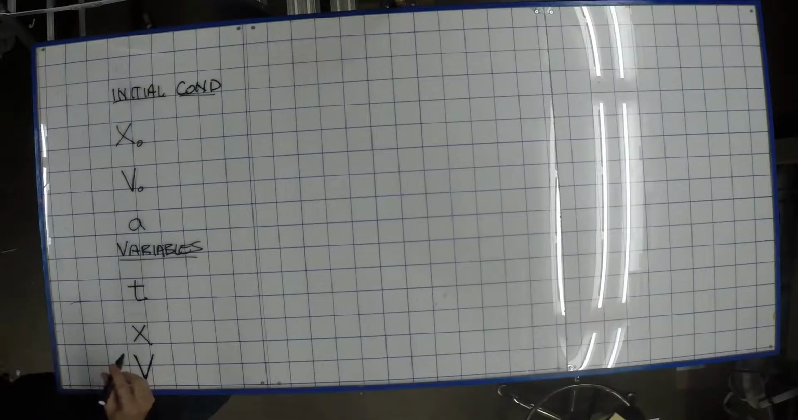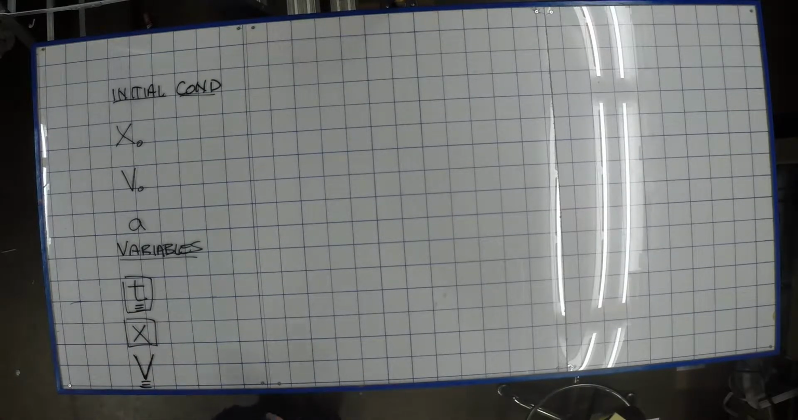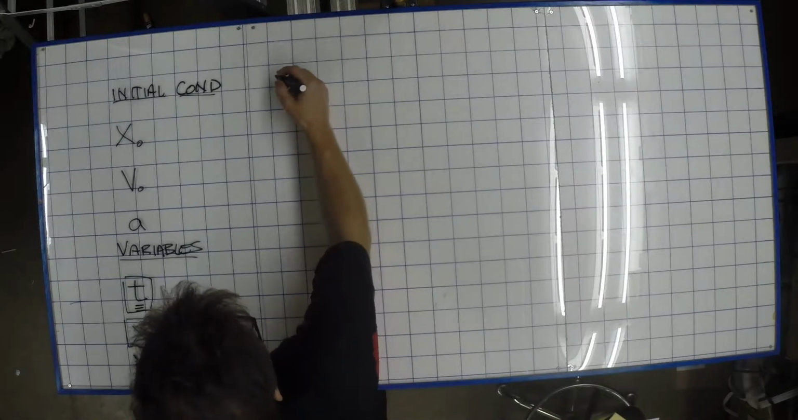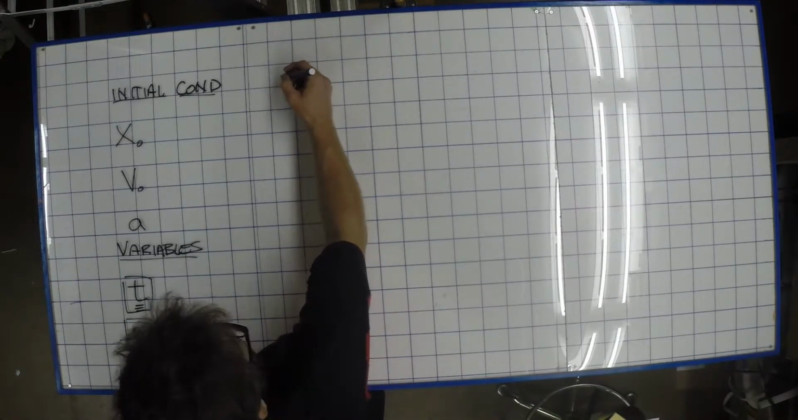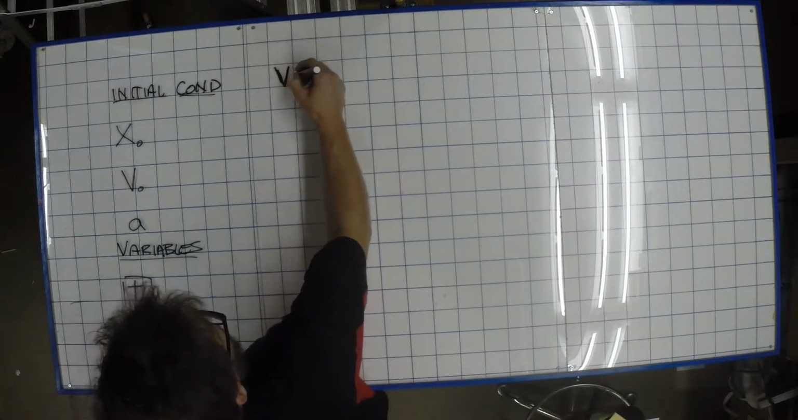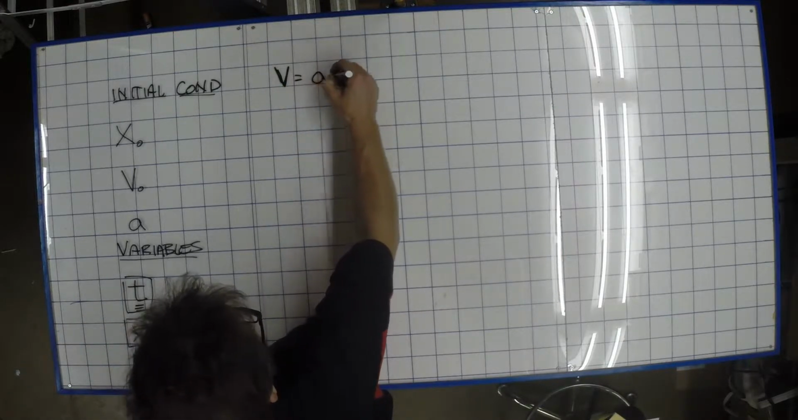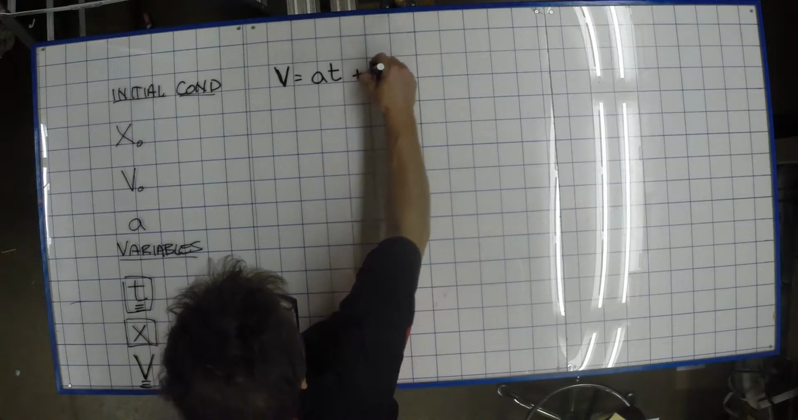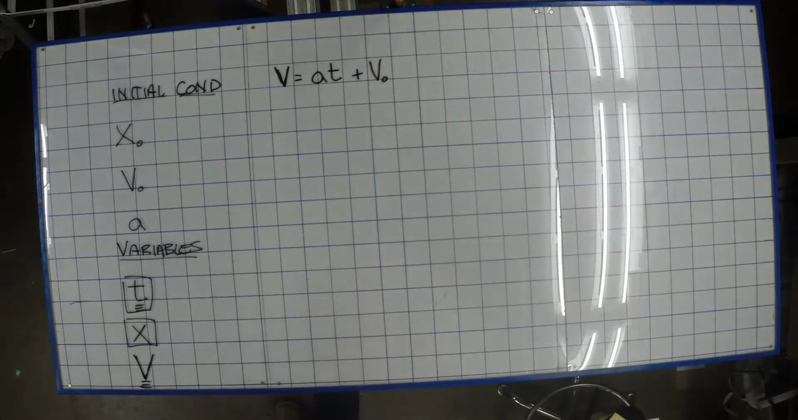The first kinematic equation that we looked at related time and velocity. The one we're going to create now is going to relate time and position, and we don't want to deal with velocity in this equation. So here's where we start, where we left off in the last video: the final velocity is equal to the acceleration times the time plus the initial velocity.